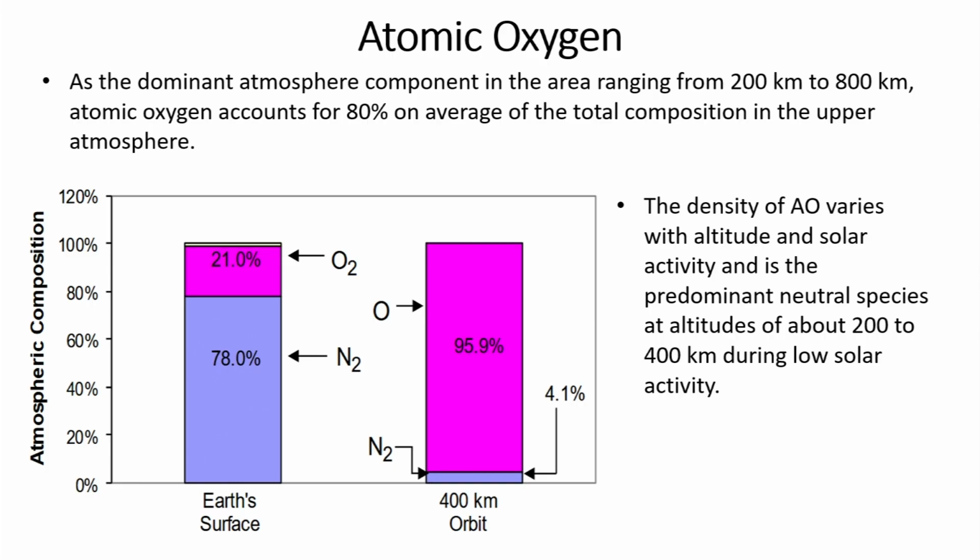We will see, because the reason for the formation of atomic oxygen is photodissociation. So, the density of it will vary with the solar activity, and we will see what the relation is between the atomic oxygen and the solar activity or the solar cycles.